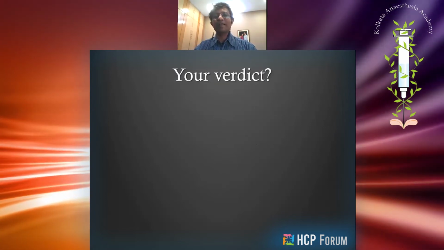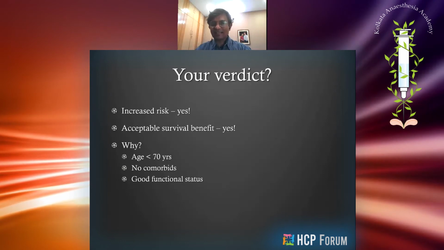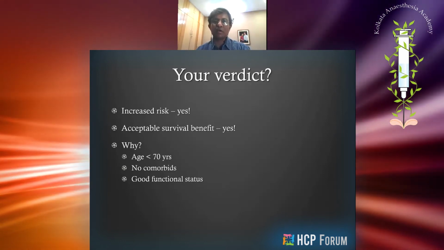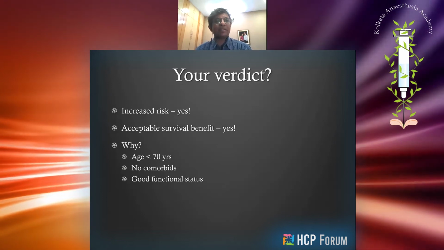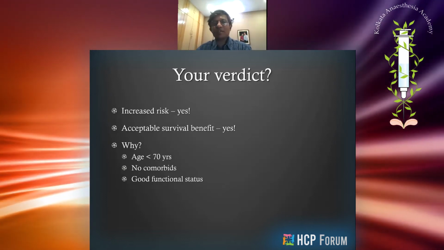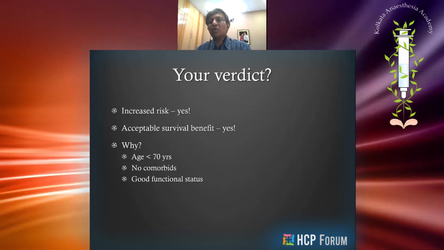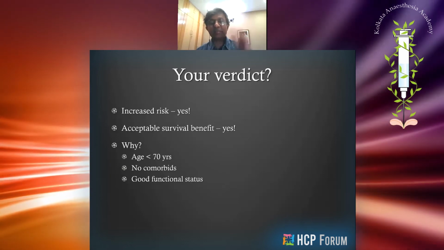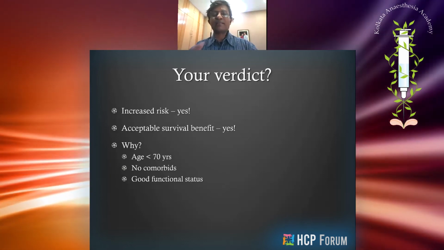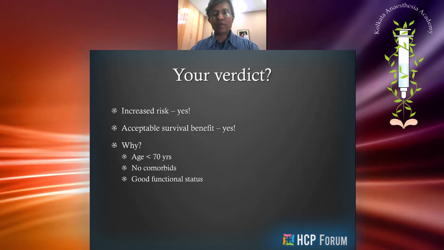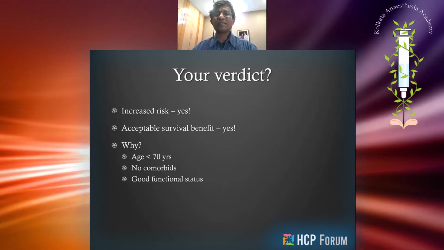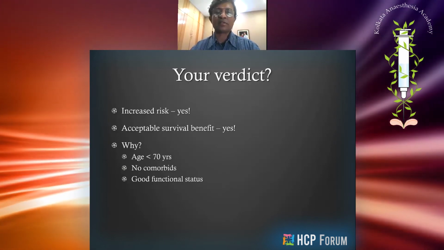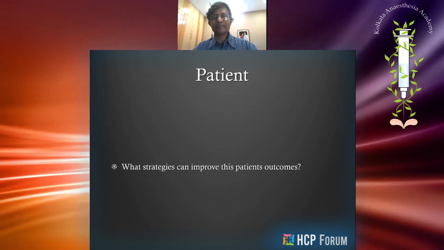So what would be your verdict in this scenario? You would say, yes, there is an increased risk. Is there a survival benefit? You said yes, because that's possibly the best therapy that you can give this patient. And why? Because the age is less than 70, no comorbidity, and the person has a good functional status. He says that he is able to climb. He could show in the climbing test that he could climb 4 flights of stairs. So which is why you possibly say, yes, you might take this person up for the mother of all surgeries, the right pneumonectomy.